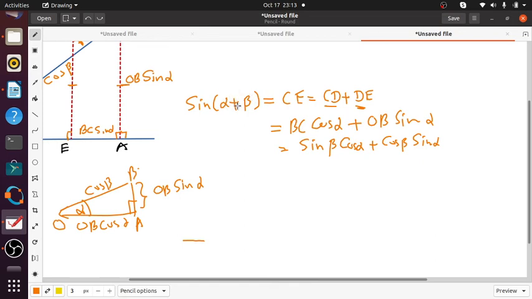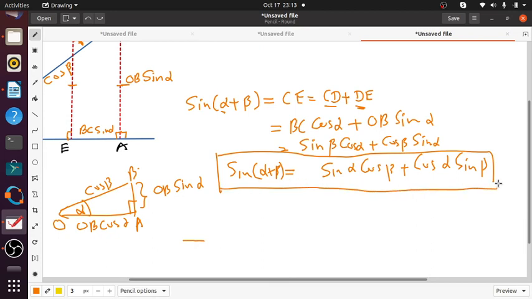For sine alpha plus beta, this is a compounded angle, alpha plus beta. We found this by using trig ratios of angles that we already know, beta and alpha. Now, we will write this. Since I have taken alpha as the first angle, I will write it as this: sine alpha cos beta plus cos alpha sine beta. So this is the formula for sine alpha plus beta.